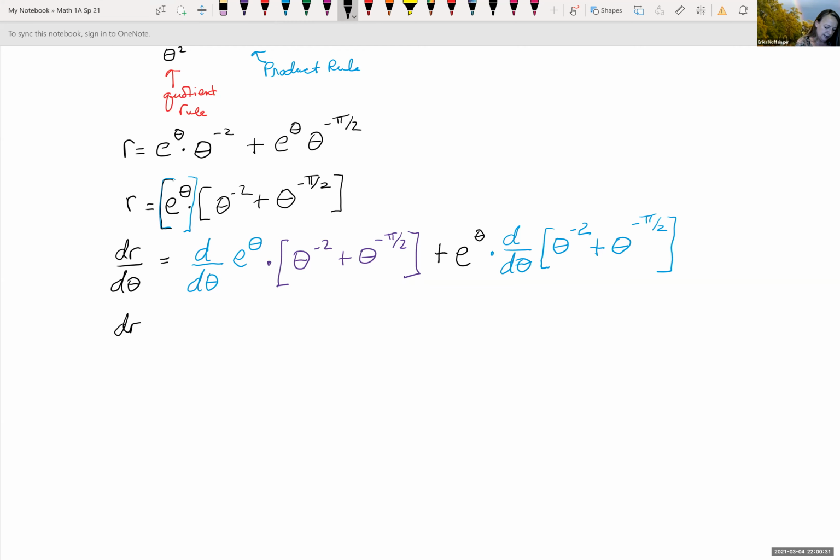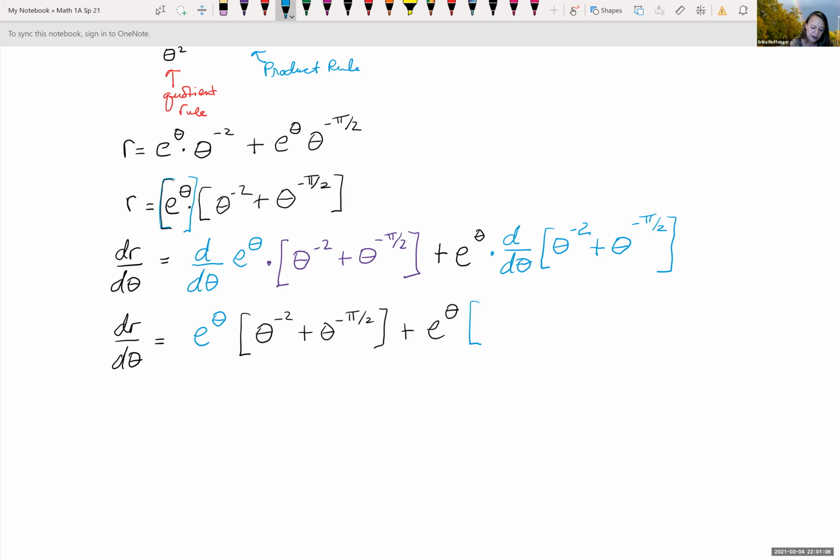So we have dr/d theta is equal to, well, the derivative of e to the theta is just itself, e to the theta, times the second, which is this theta to the negative 2 plus theta to the negative pi halves, plus e^theta times the derivative of the second. So for the derivative of the second, we can use that sum rule, and we can use the general power rule.